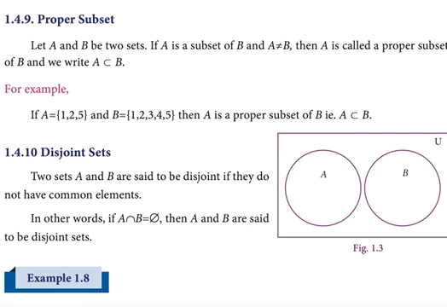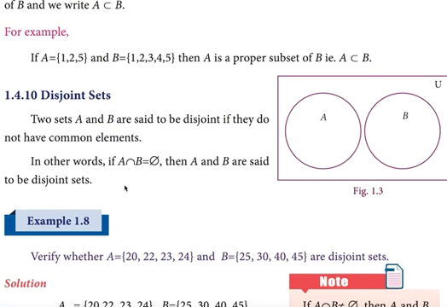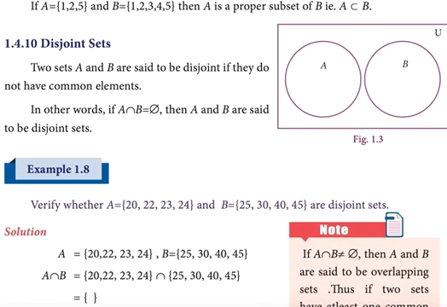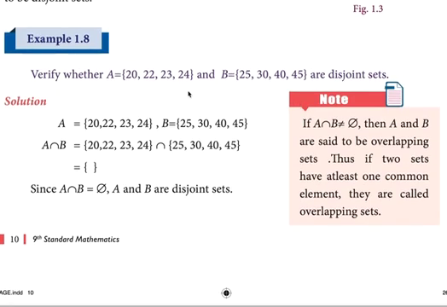Disjoint sets: two sets A and B are said to be disjoint if they do not have common elements. In other words, A intersection B is empty. Then A and B are said to be disjoint sets. Verify whether A is this, B is this, are disjoint sets. 20, 22, 23, 24. Yes, they are disjoint sets.